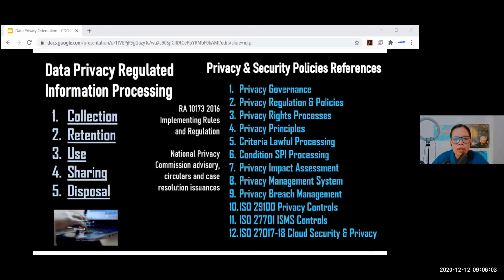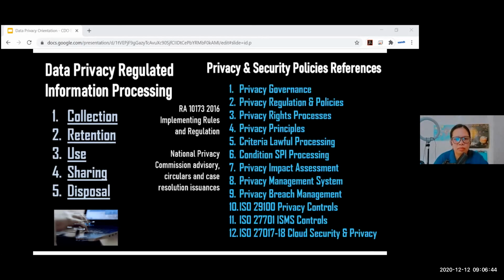In order for us to really comply with Republic Act 10173, we will have to see that number 1 to number 12, we will really have to learn and read a lot about the privacy and security policies. It's not about complying really. It's more on being accountable because your data subjects will really trust you in terms of you keeping their personal data, no?